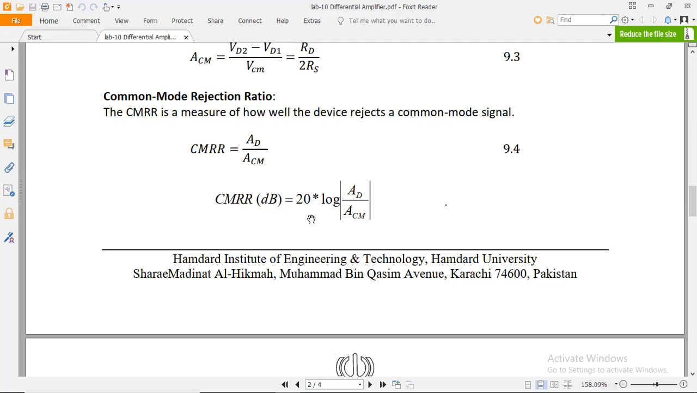Now, how can it be converted into decibels? When we get the result as a ratio, first we have to take its modulus. What is the meaning of modulus? If we get the ratio with a negative sign, after passing it through the modulus sign we get a positive result. Then we take the log of that positive result and multiply it by 20, and we get the common mode rejection ratio in decibels. So this is how we can find the common mode rejection ratio.